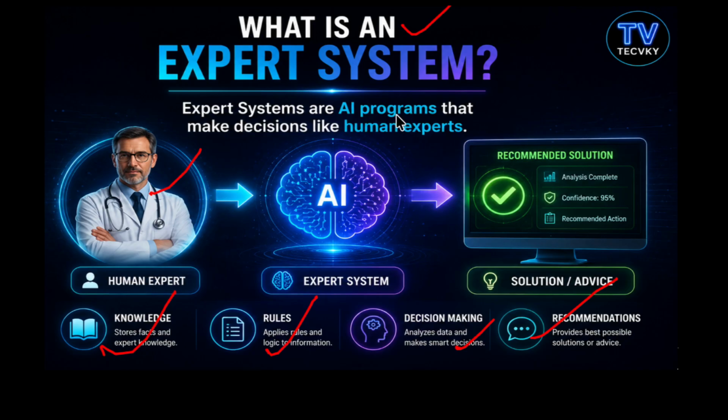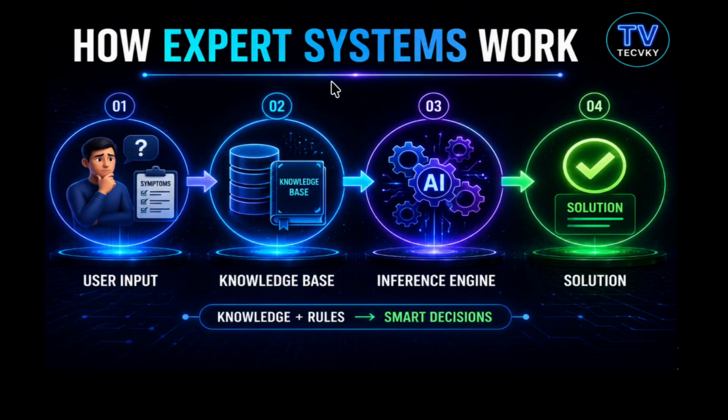Now that we understand what an expert system is, let's look at its key components and see how it actually makes decisions. Now let's understand how an expert system works. An expert system mainly consists of two important components: the knowledge base and the inference engine. The first component is the knowledge base.